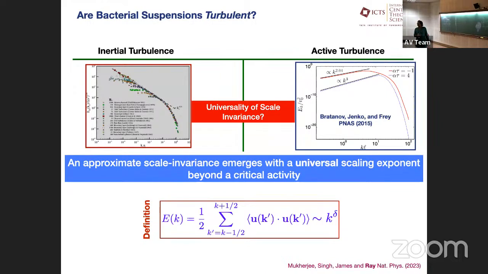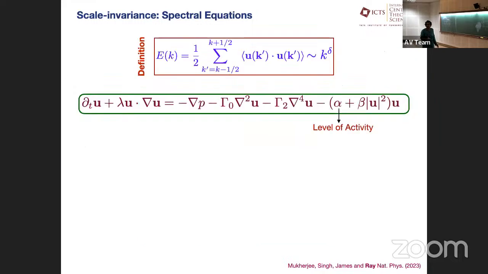That's just the sort of u_k hat, and the ansatz is that it scales as k to the power delta. Remind you, in inertial turbulence, delta is always minus 5/3. In bacterial turbulence, Frey and his group had shown that this delta varies as a function of alpha. That's the central point.